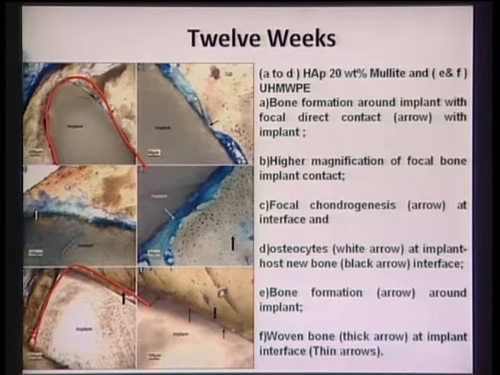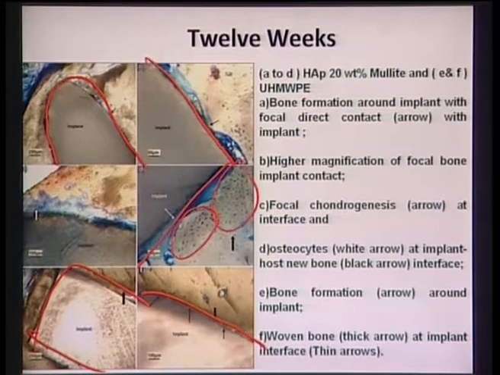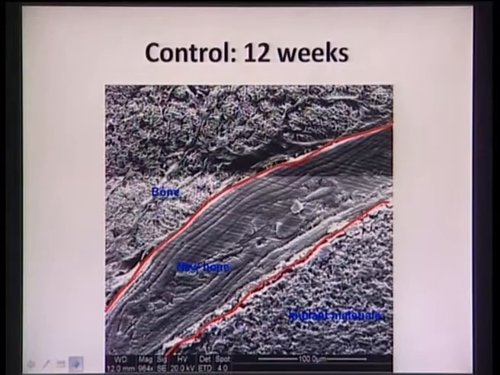At 12 weeks you can also see the shape of the implant, and from this shape you can notice that this material does not undergo any in vivo biodegradation process. These are different cells, like osteocytes and osteoblast cells. Osteocytes are marked by the white arrow, and new bone by the black arrow, in the different fluorescent images that you see here. This is 12 weeks.